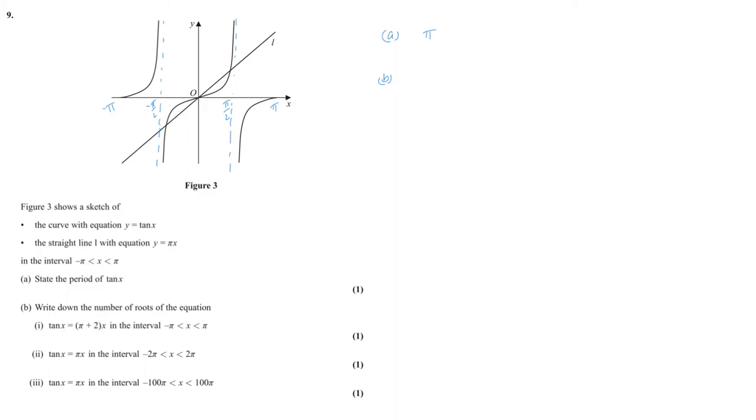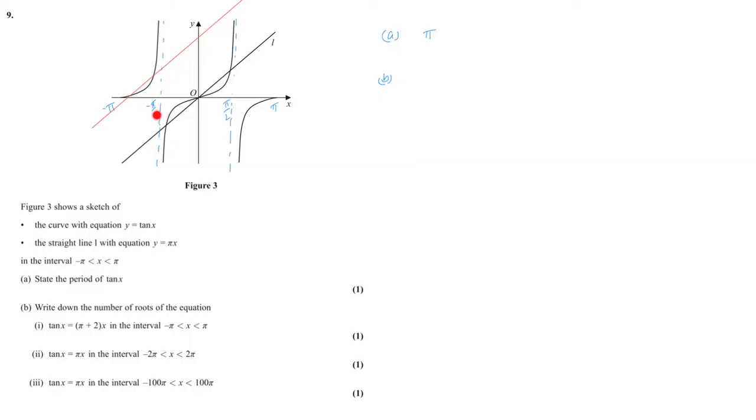So we've got the tan graph, which is there, and then pi plus 2x. So this straight line is pi x. Pi plus 2x is going to be moving this graph 2 to the left. So moving it 2 to the left is going to be something like that.